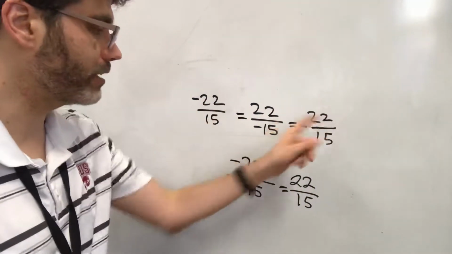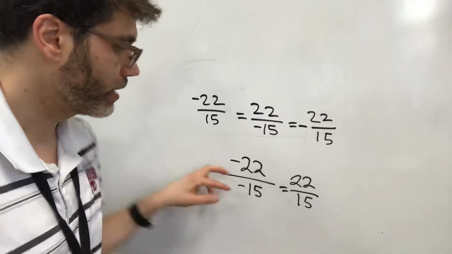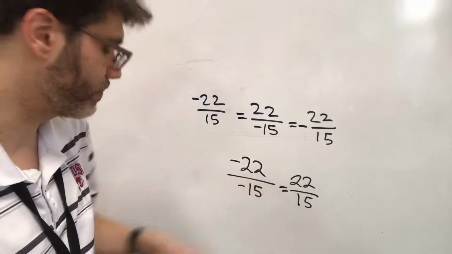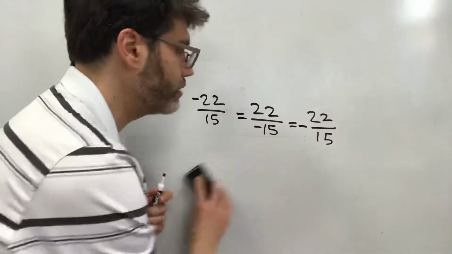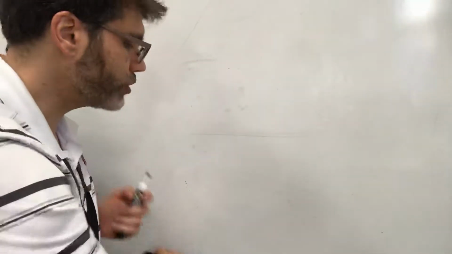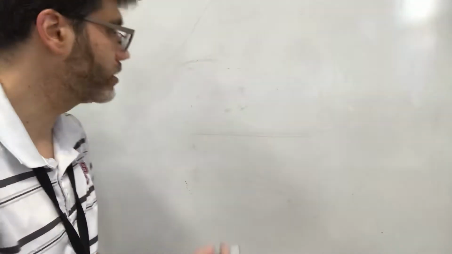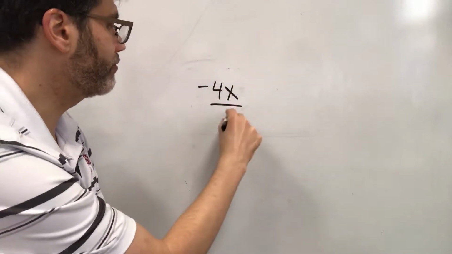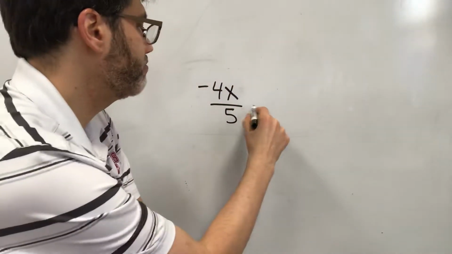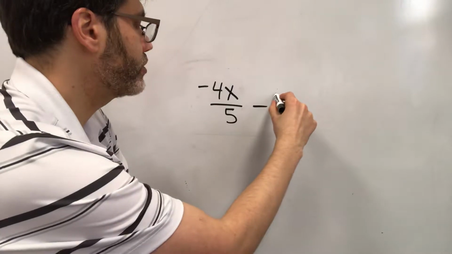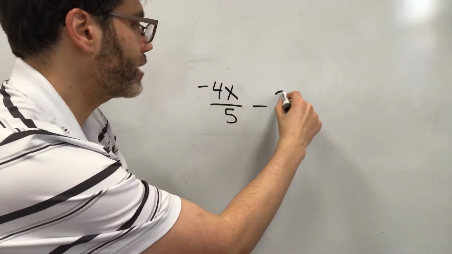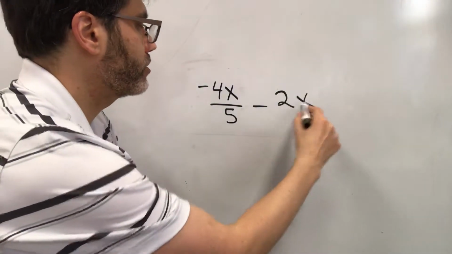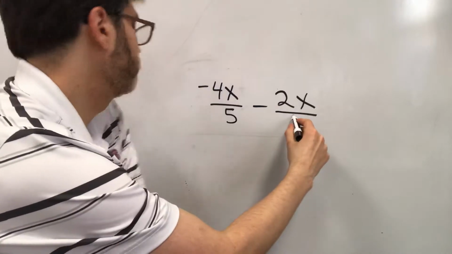Okay, these are all negatives, and these are all positives down here, because these two cancel each other out. Okay, so now let's get into doing something with some variables. So let's say that we had negative 4x over 5, and maybe minus, we're going to subtract 2x over 4.